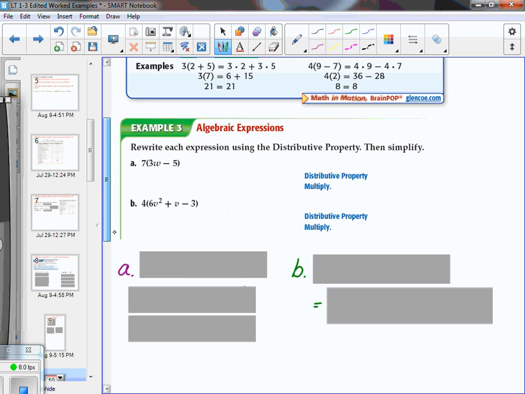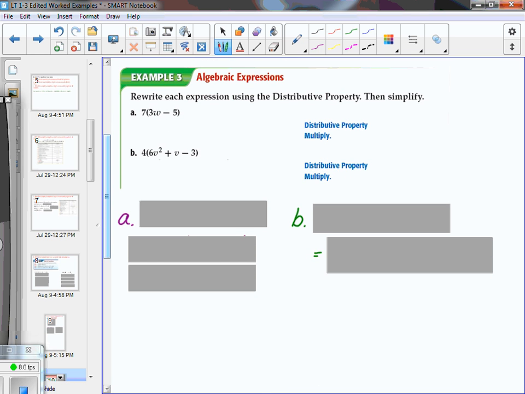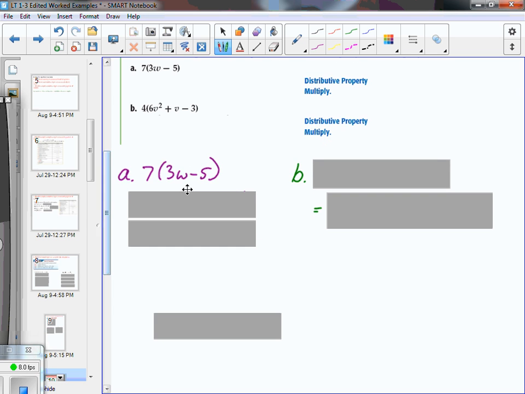Let's look at a couple of examples. So we're supposed to rewrite each expression using the distributive property. Then simplify, if it can be simplified. It can't always be. So let's see here. For part A, we have 7 times the quantity 3W minus 5. The distributive property says to multiply the 7 times the 3W, put down a minus sign, because put down whatever that sign is, right? If it's a plus, put down a plus. If it's a minus, put down a minus. And then multiply 7 times 5.